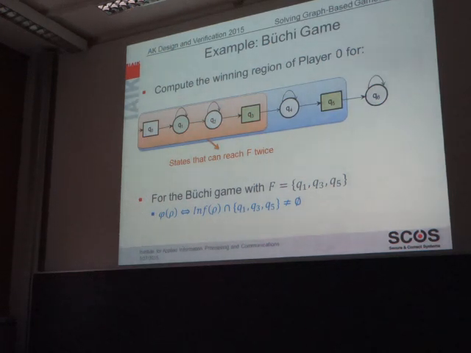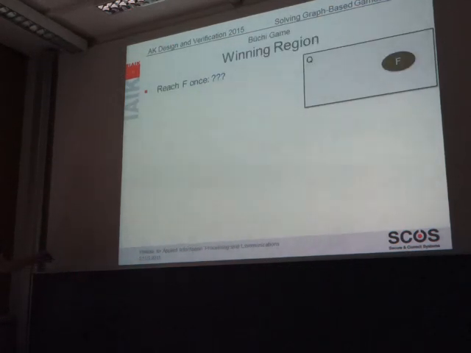Now we can continue this three times, four times, five times, and the answer will always be the same, it will be these two states. Because if we are here, the best thing we can hope for is twice and then we are done. But from this state here we can just visit F infinitely often, and of course also from this state here. And this will also be our basic philosophy for constructing an algorithm that computes the winning region, the set of states from which we can reach F infinitely often.